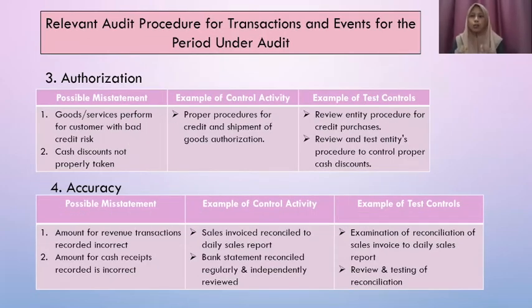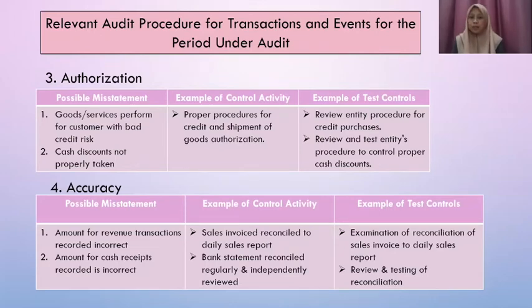The possible misstatement that could arise from authorization is that goods and services are performed for a customer with bad credit risk. What can be done by the management? Management can implement proper procedures for credit and shipment of goods and authorization. Why is it important? Because management needs to filter out customers who have a bad reputation. So the auditor can review the entity's procedure for credit purchase.